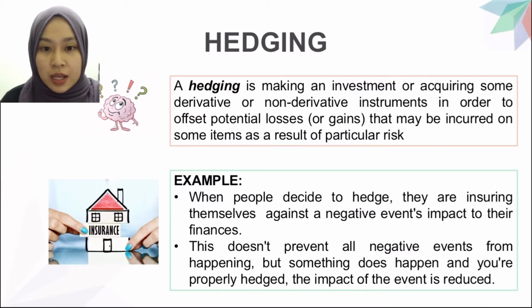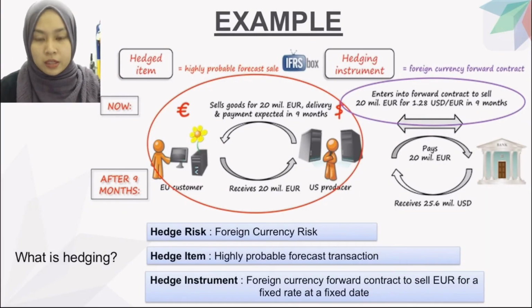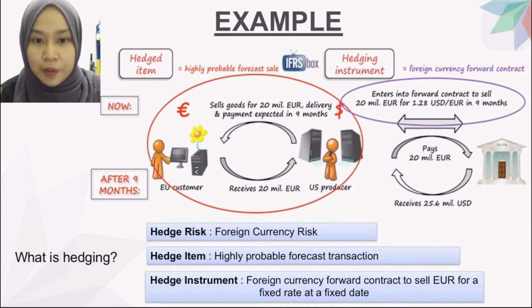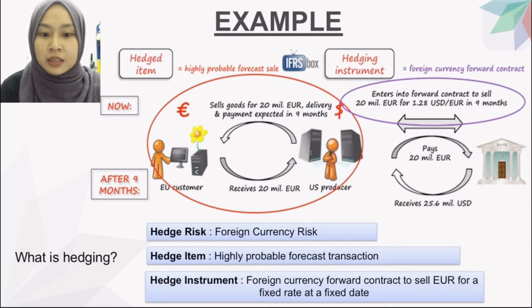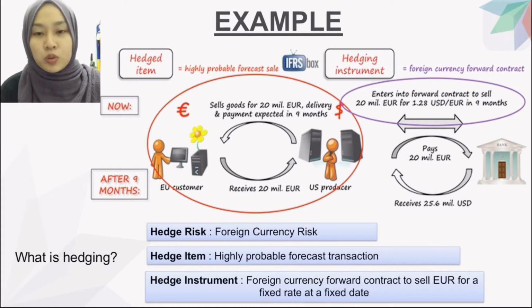So let's take a look at another example of hedging. Another example in hedging, we can see in this example, which I adapted from the IFRS box website. Imagine that your company normally operates in USD, but recently your company decided to spread out your business to Europe and made a contract to sell some goods to a European customer at, let's say, 20 million euro with delivery in 9 months.